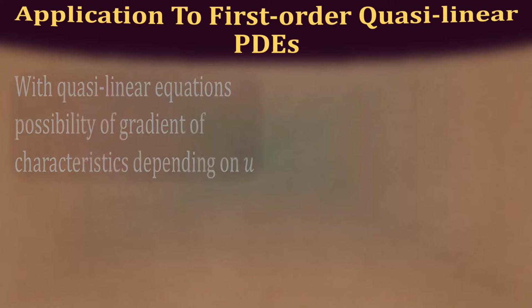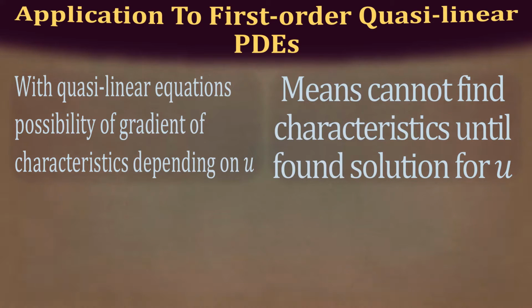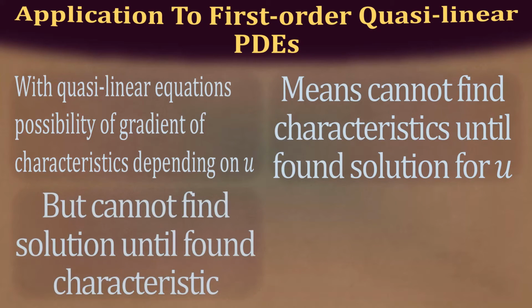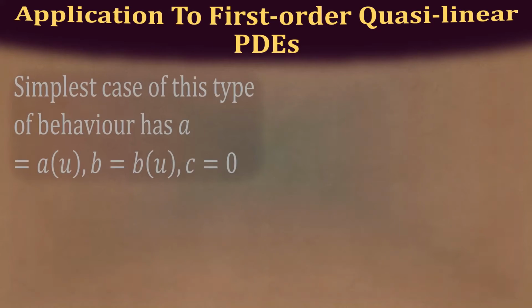Now, let's discuss the application to first-order quasi-linear PDEs. With quasi-linear equations, we have the possibility of the gradient of the characteristics depending on the value of the function u. This means we cannot find the characteristics until we have found the solution for u, but we cannot find the solution until we have found the characteristics. The two must therefore be found simultaneously, making the solution much harder.